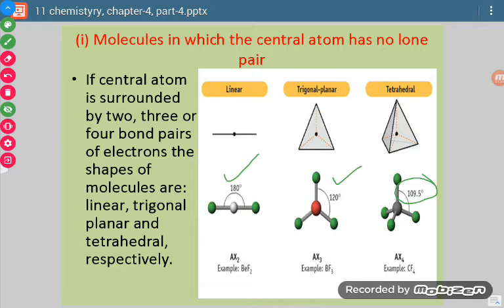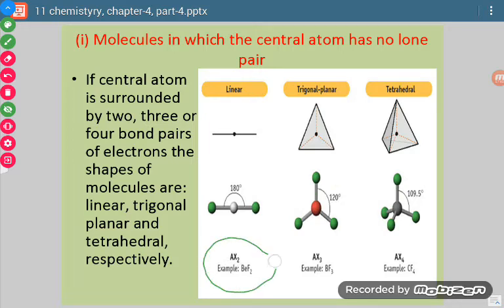Now see, the 109.5 degree angle is for all. There are 4 such angles. This is also like that, this is also like that, and between these two also the angle is the same. Here also 120, 120, 120. So this way you have to remember.